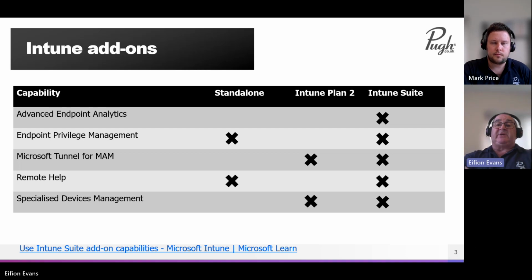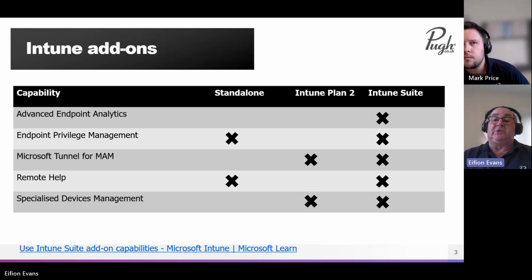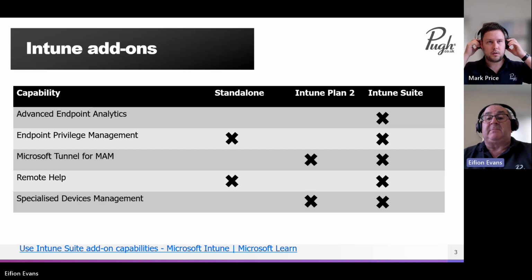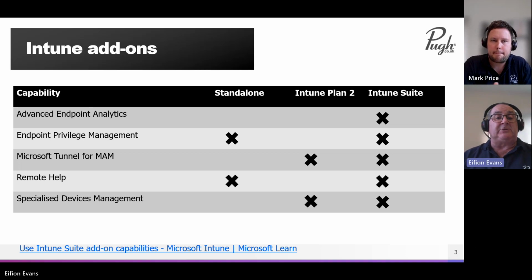Some other pieces of news from last month's Microsoft Secure event is that later this year, some more functionality will be added to the suite. This includes cloud certificate management, so that you can provide a secure solution for authentication and Wi-Fi scenarios, as well as advanced application management for an enterprise catalog. Okay, so that's the Intune add-ons.